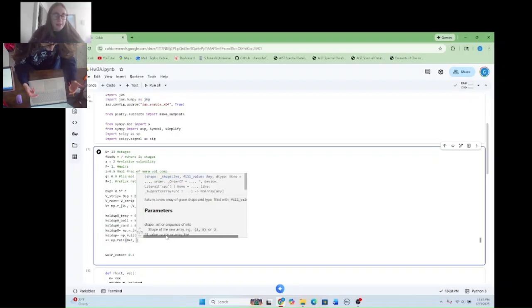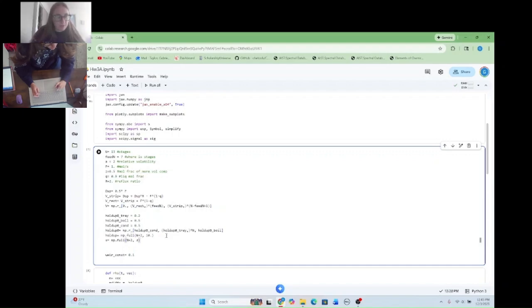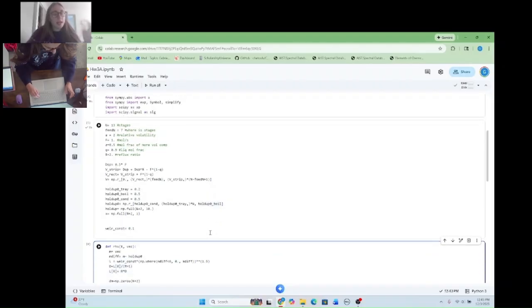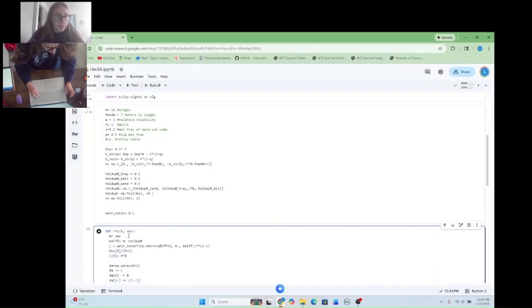And then our guess is going to be our z, because this is the mole fraction of the more volatile component. So we need our z in there. Okay? So Control Z.